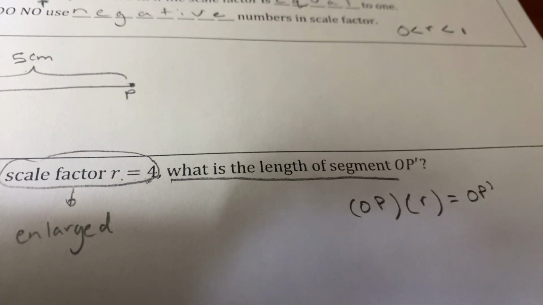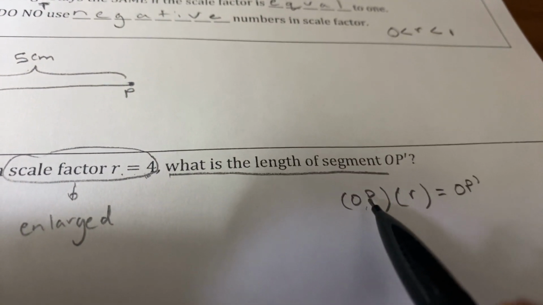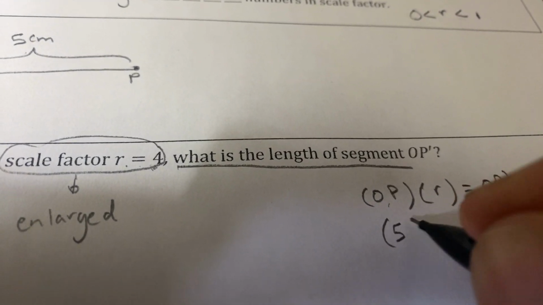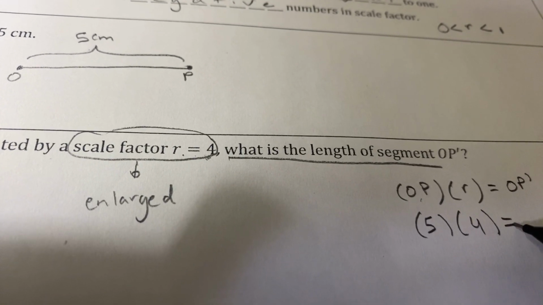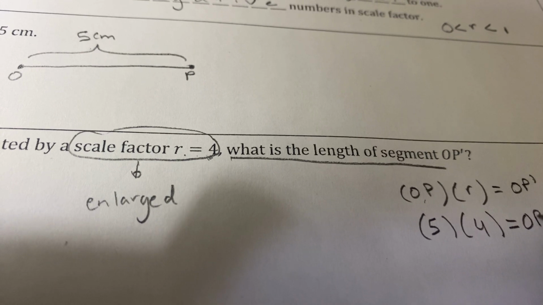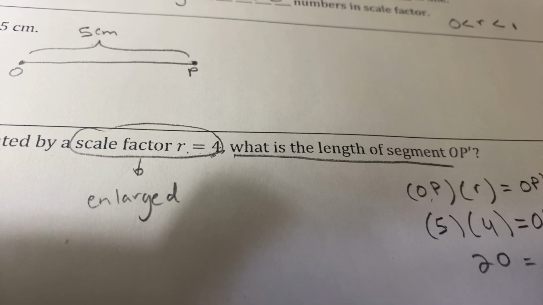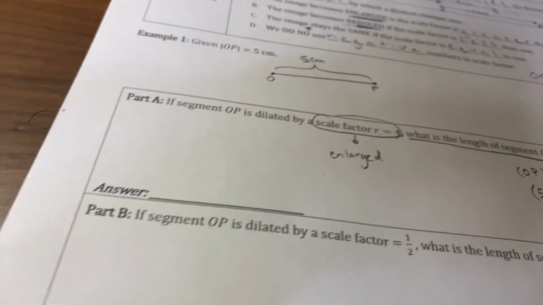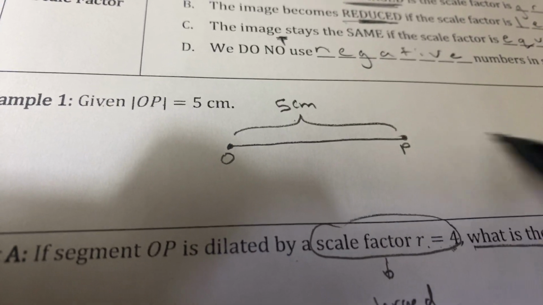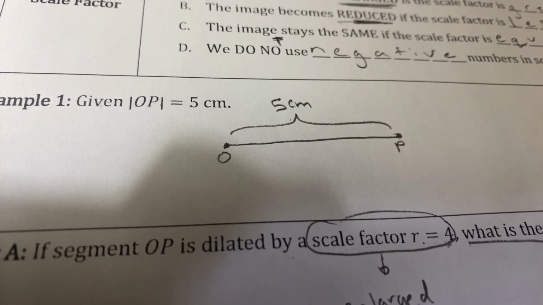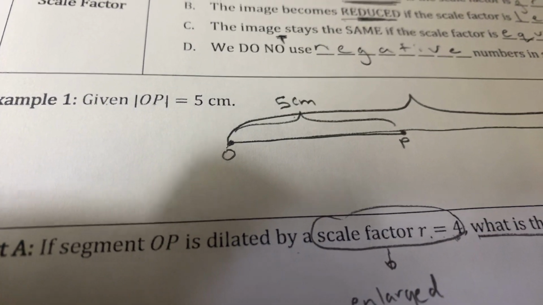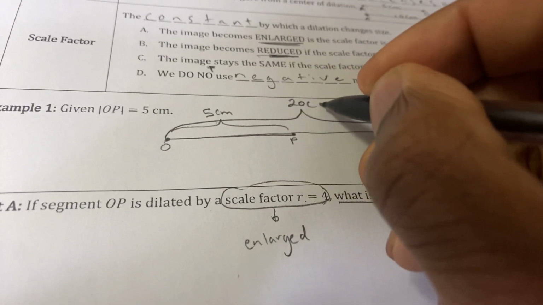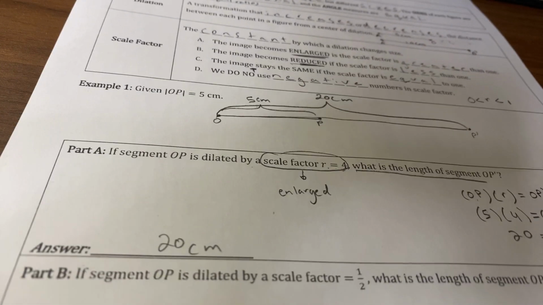And that should give me OP prime. Do I know how long OP is? Can I substitute this for a value? Yes, this is 5. Do I know what my scale factor is? Yes, 4, equals OP prime. I know 5 times 4 is equal to 20. So now I know what OP prime is. It's 20 centimeters. And that makes sense because it was greater than 1, so my line is going to get bigger. I'm just going to put P prime over here. So this whole length is going to be 20 centimeters. It's not drawn to scale. We're doing that as best as we can.